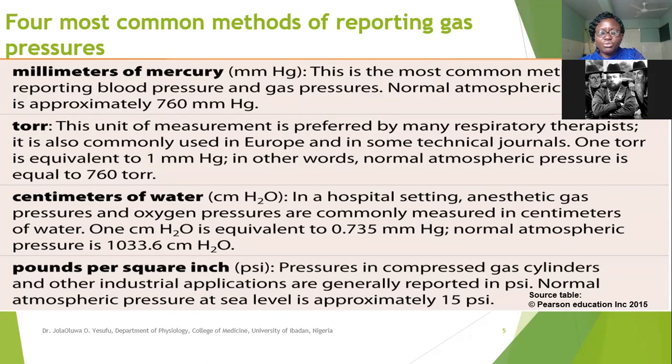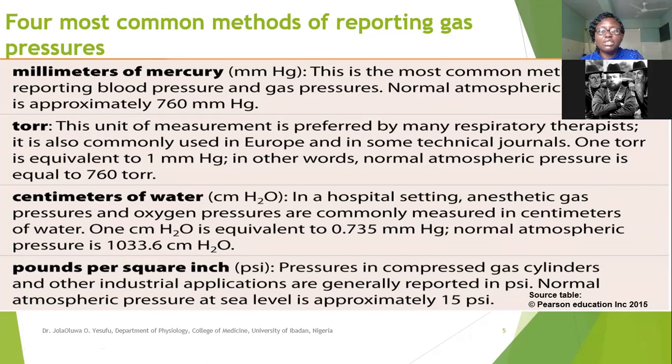Millimeters of mercury is the most common method of reporting a gas pressure. 760 millimeters of mercury is the normal atmospheric pressure. Torr is just a unit of measurement. It's not an SI unit, unlike millimeters of mercury, but it is commonly used by respiratory therapists, and most of the time it's used in Europe. One torr is equal to one millimeter of mercury.